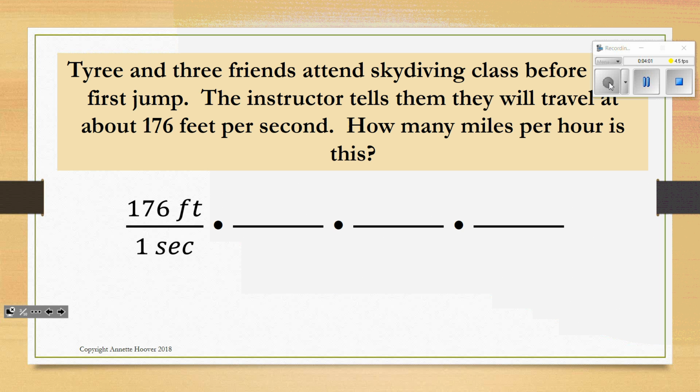So let's look at another one. Kyrie and 3 friends attend skydiving class. This is in the way, so I can't read it.